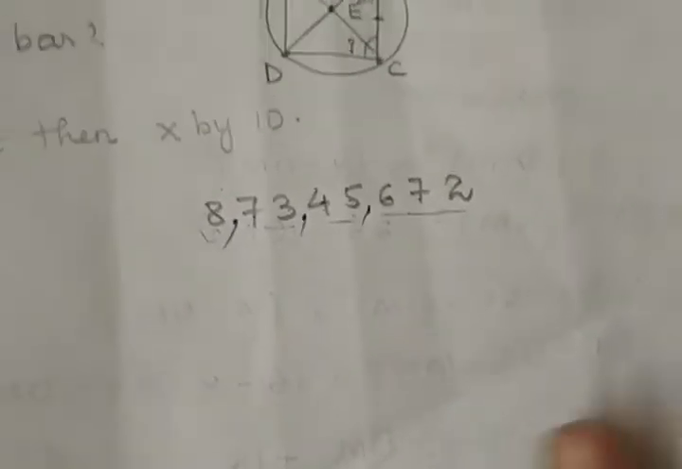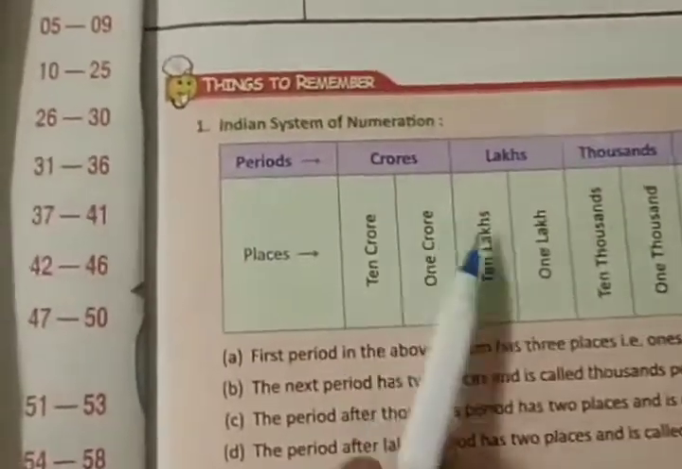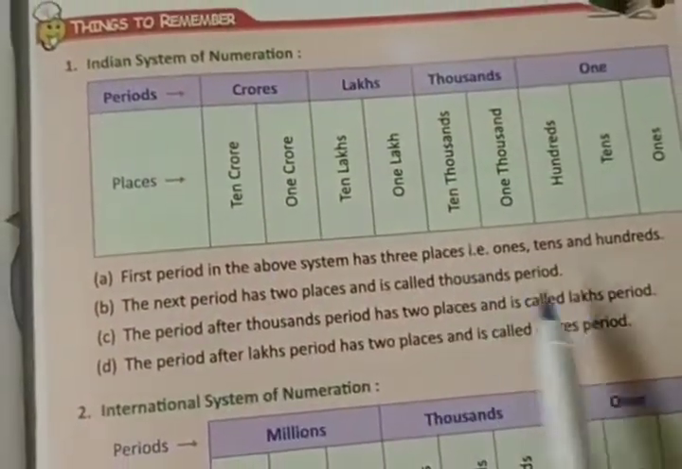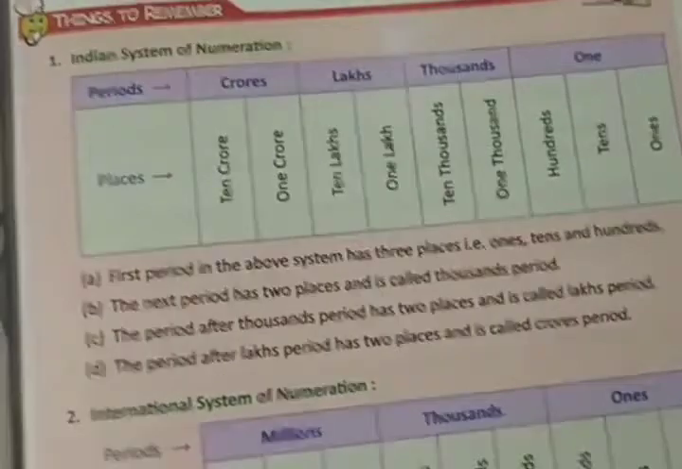Just like how we saw expanded form and then comparison of numbers, and then you saw how to write in ascending order, descending order, also expanded form.